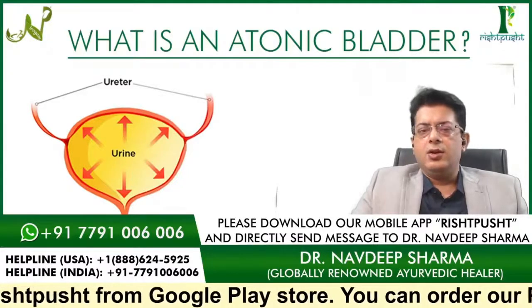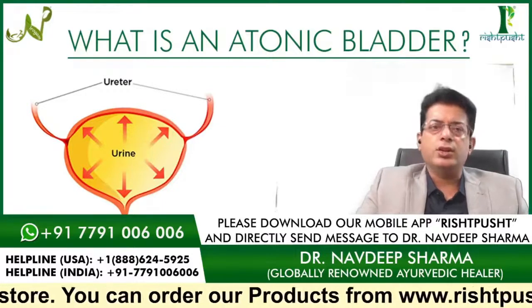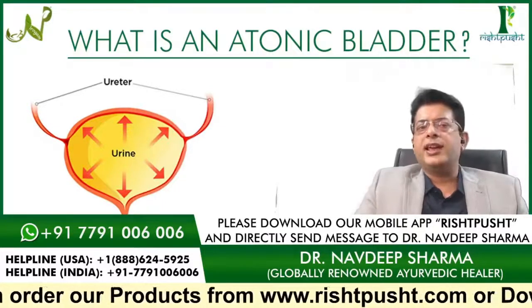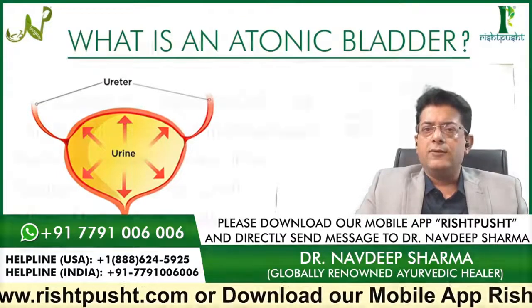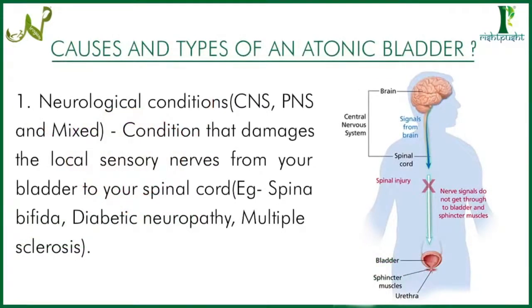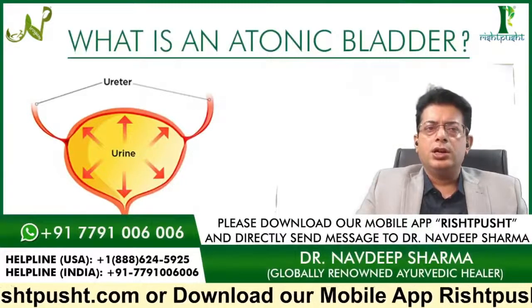But unluckily, once problems arise, this normal process does not carry on. When we talk about the causes, there can be many which can result in an atonic bladder. The first cause is neurological conditions pertaining to the central nervous system, peripheral nervous system, or mixed ones. It can be due to spina bifida, diabetic neuropathy, which is really very important, and multiple sclerosis. These are some of the debilitating neurogenic problems which can cause an atonic bladder.